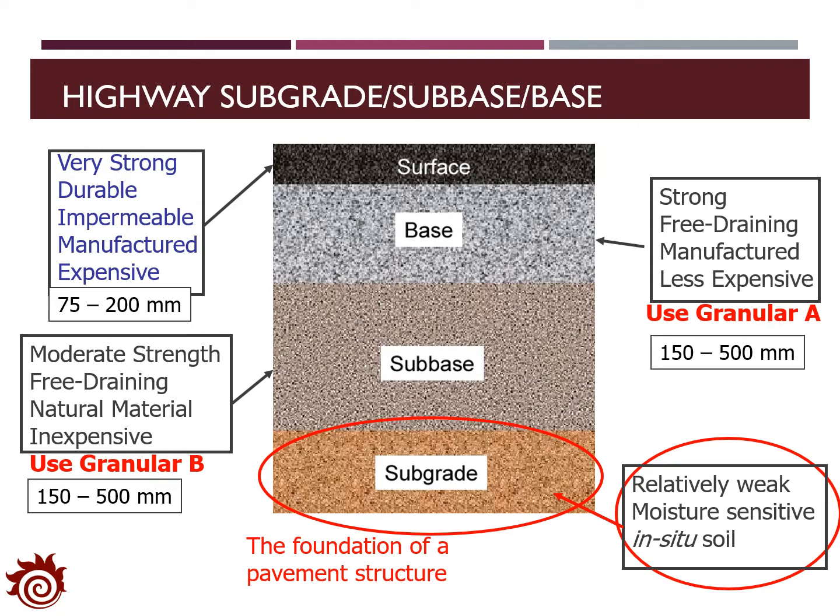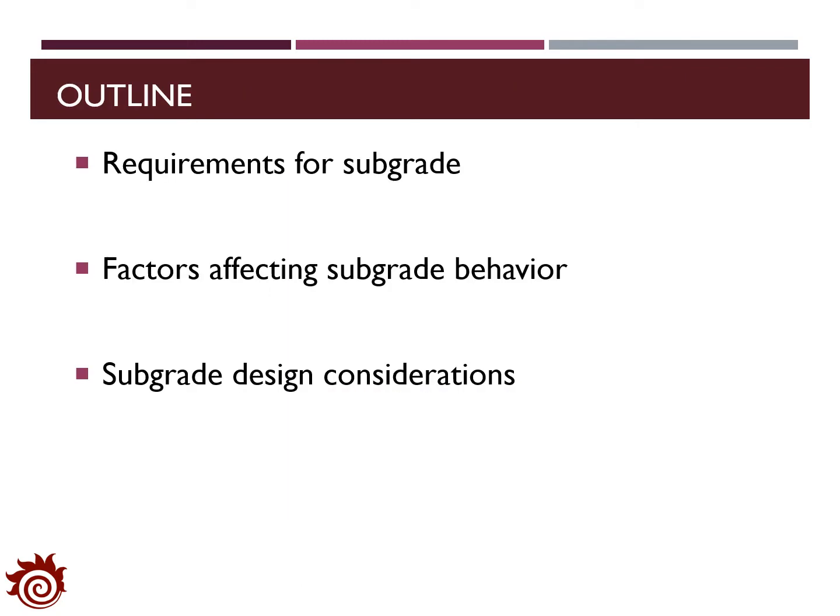Usually we know that the subgrade will have relatively weak and moisture-sensitive soil, and we want to do some treatment about the soil. To conduct that, we have to understand the potential requirement to the soil and the factors which will change the behaviors of the soil. This is the outline of this lecture. We will first go through the requirement for the subgrade design, and then we will review the factors affecting the subgrade behaviors, and we will then summarize the factors we need to consider for the subgrade design.